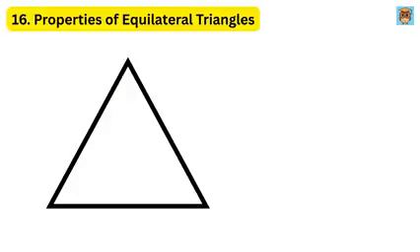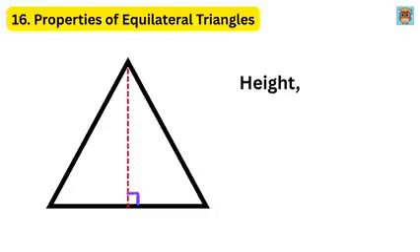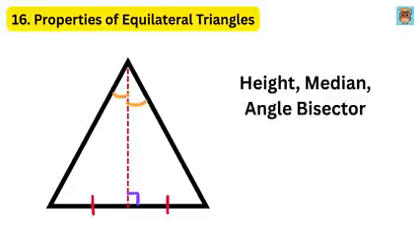16. Properties of equilateral triangles. An equilateral triangle is super special because all three sides are exactly the same length, and all three angles are always 60 degrees. One amazing fact about an equilateral triangle is that the height, median, and angle bisector from any corner are actually the same line.